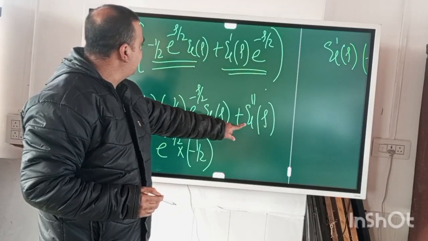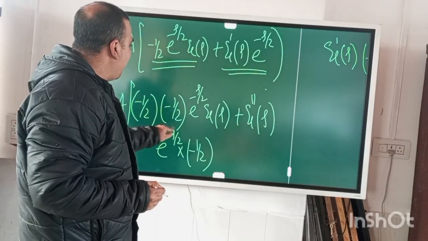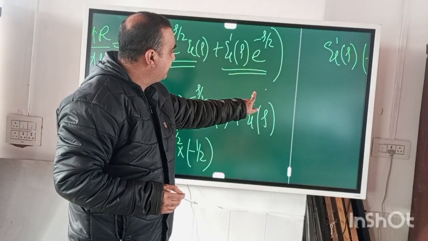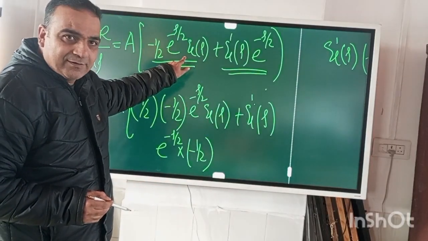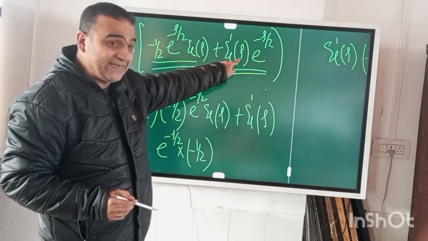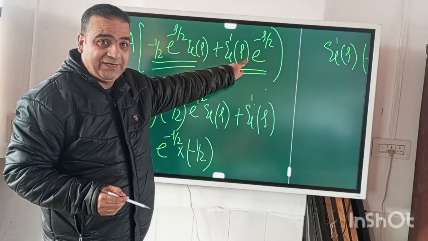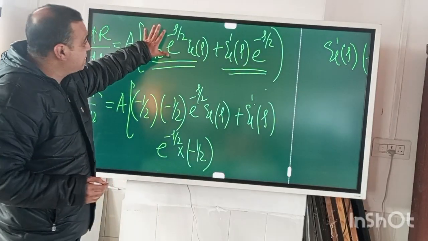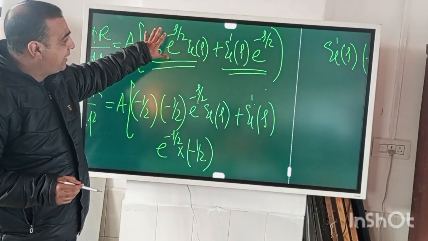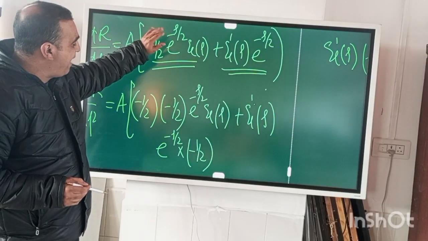Why did I write a double dash here? I have to write a single dash here in this case, right? And in this case, I will write a double dash. Clear? So here you can see this is u, right? And u I have differentiated.